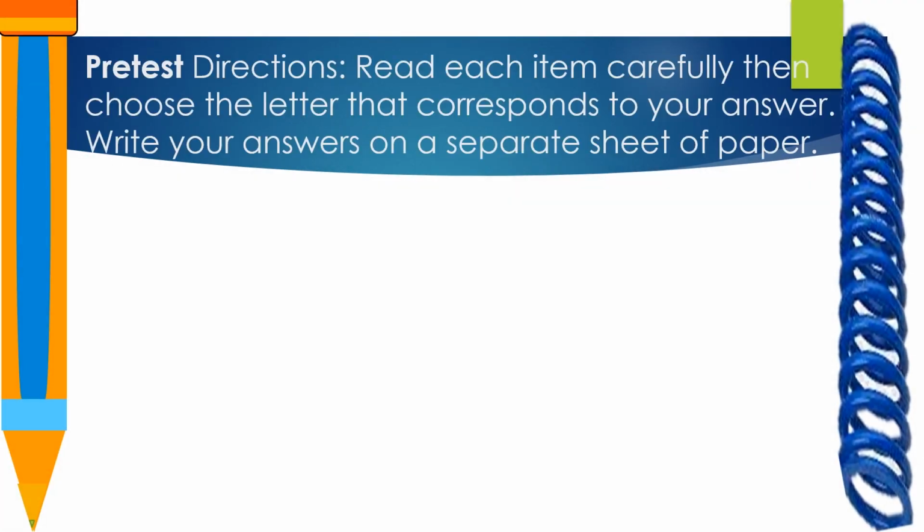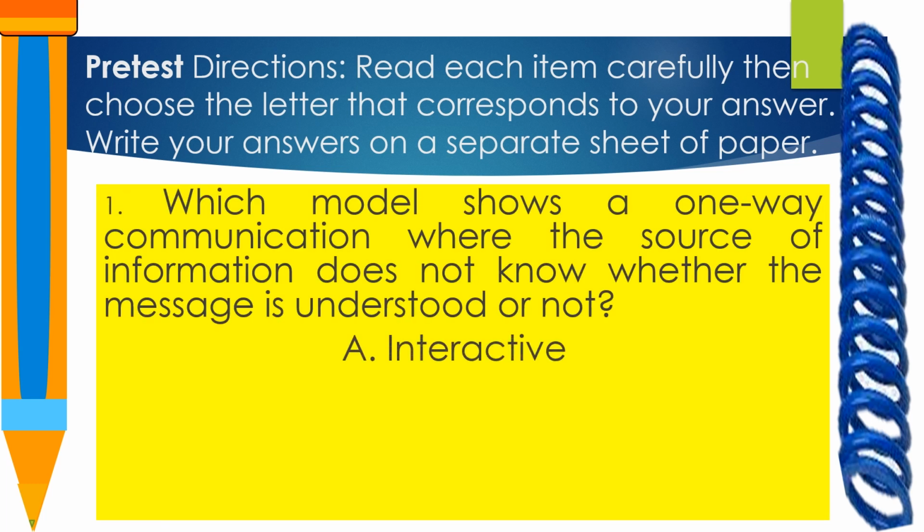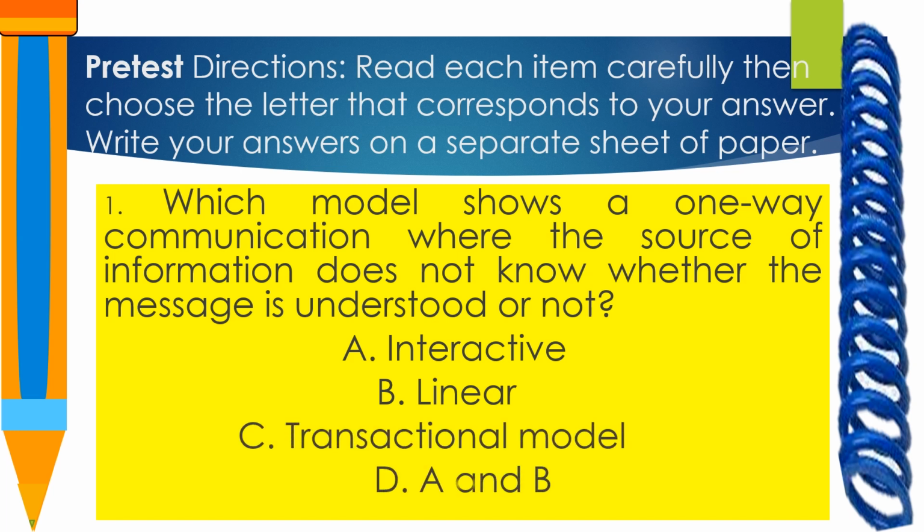Alright, let's start with the pre-test. Read each item carefully, then choose the letter that corresponds to your answer. Write your answers on a separate sheet of paper. Number 1. Which model shows a one-way communication where the source of information does not know whether the message is understood or not? A. Interactive, B. Linear, C. Transactional model, D. A and B.